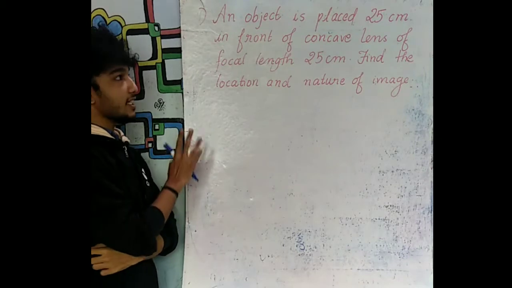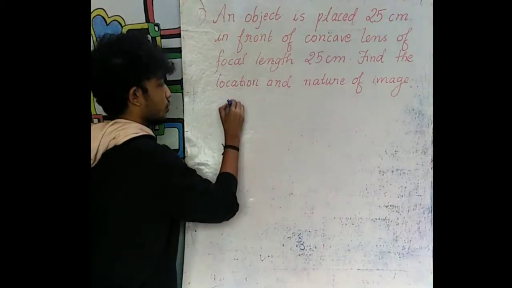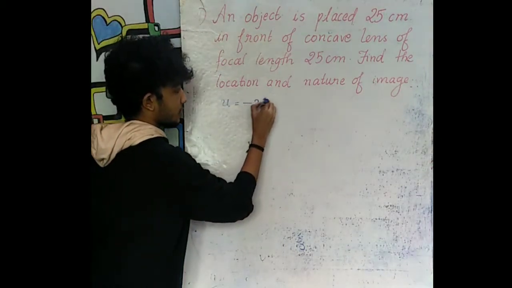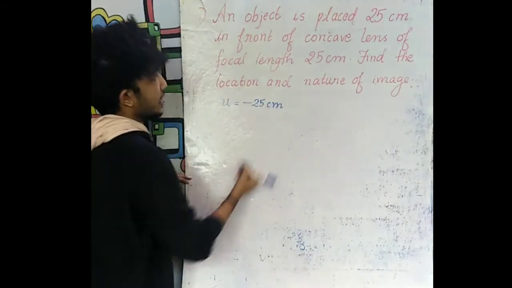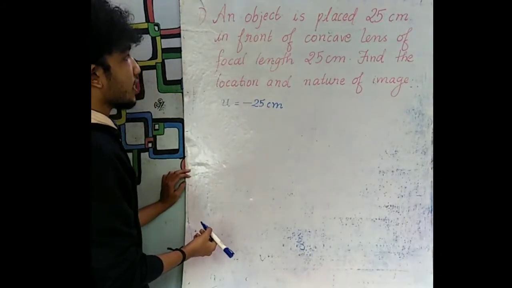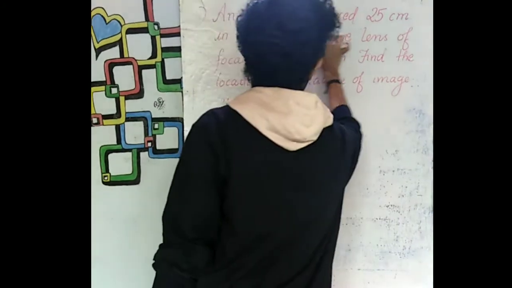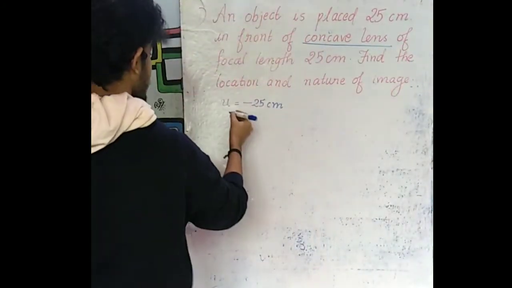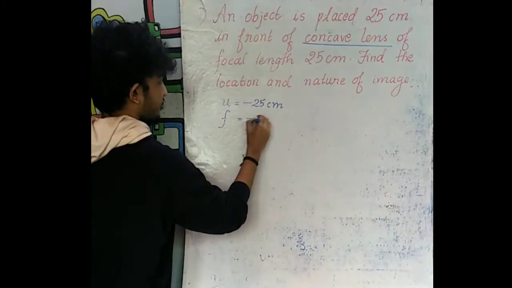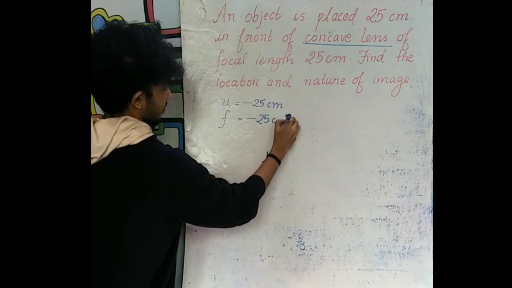Object distance is given as 25 cm. U is equal to minus 25 cm, in front of a concave lens of focal length 25 cm. The lens here is a concave lens. Therefore, focal length is negative. F is equal to minus 25 cm.